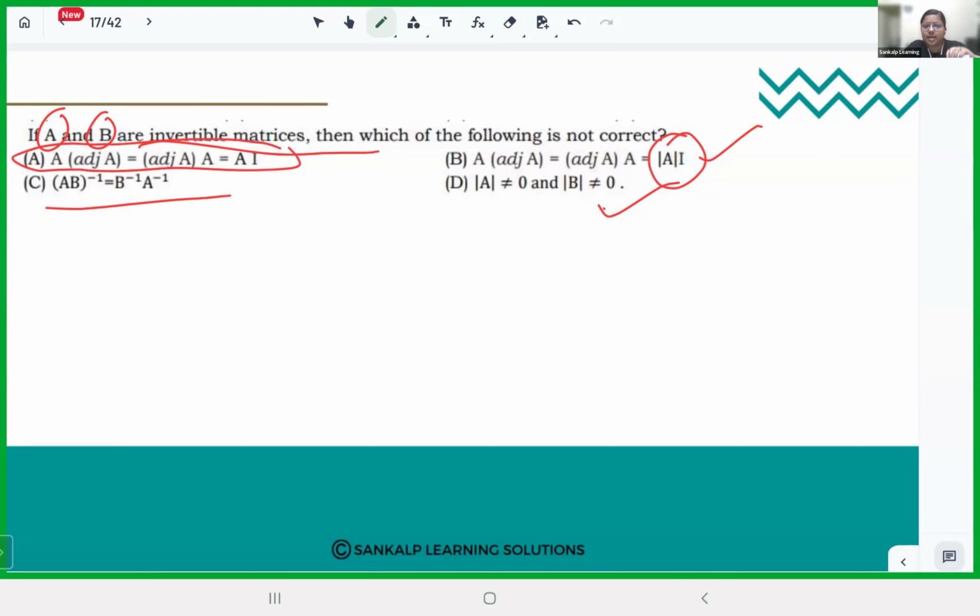It is not equal to matrix A into I. It is equal to determinant of A into identity matrix. All right, so the first option is not right.